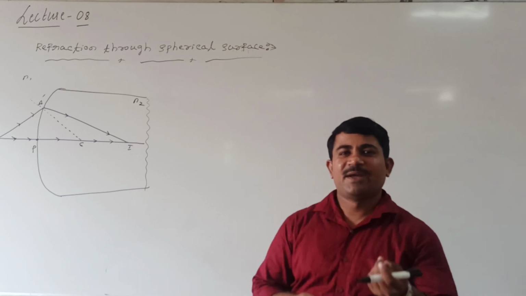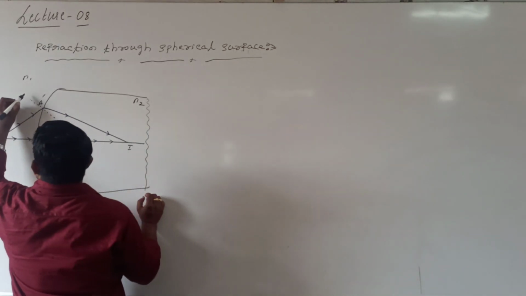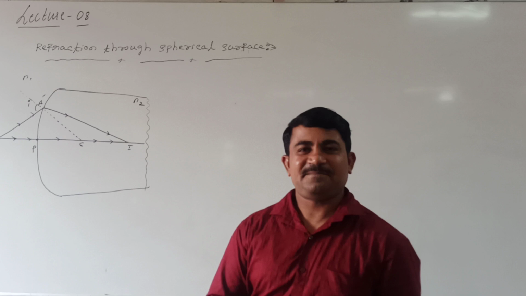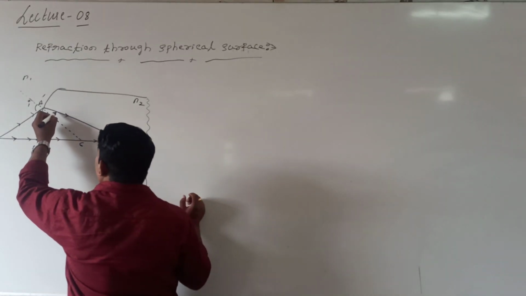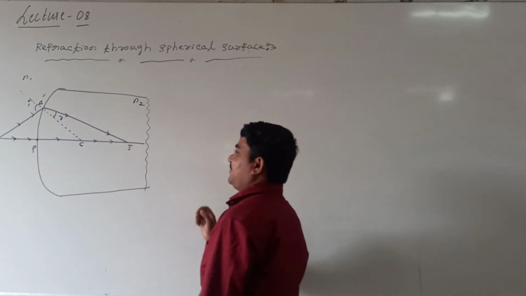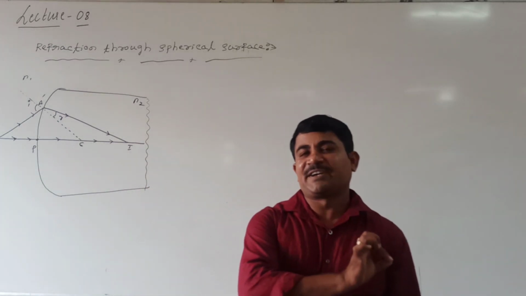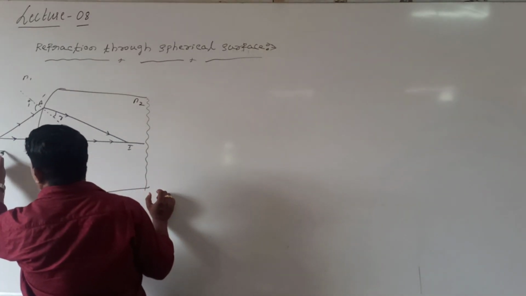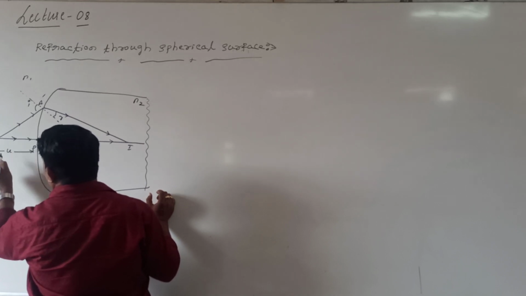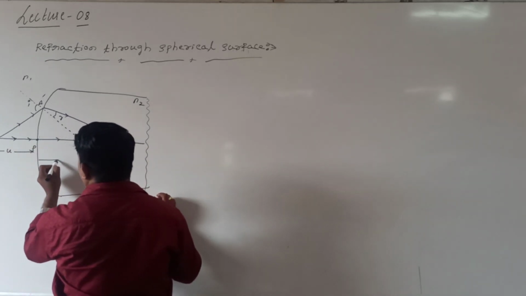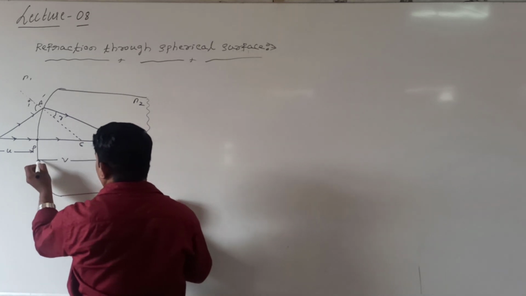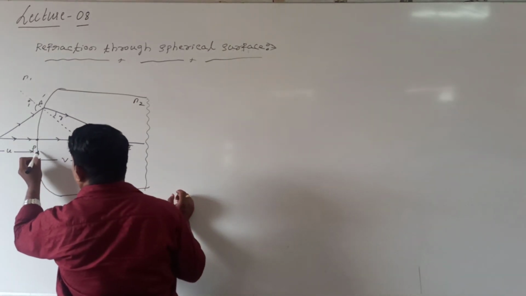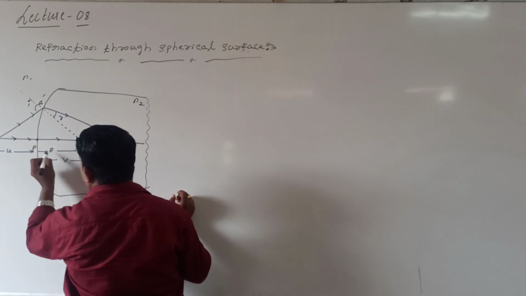But we know that the angle between the incident ray and the normal is called the angle of incidence. The angle between the refracted ray and the normal, what do we call this? Angle of refraction. Remember this point. Now let us use the sign conventions. The distance between the pole and the object, what do we call this? Object distance U. The distance between the pole and the image is called the image distance V. Similarly, the distance between the pole and the center of curvature is called the radius of curvature R, capital R.